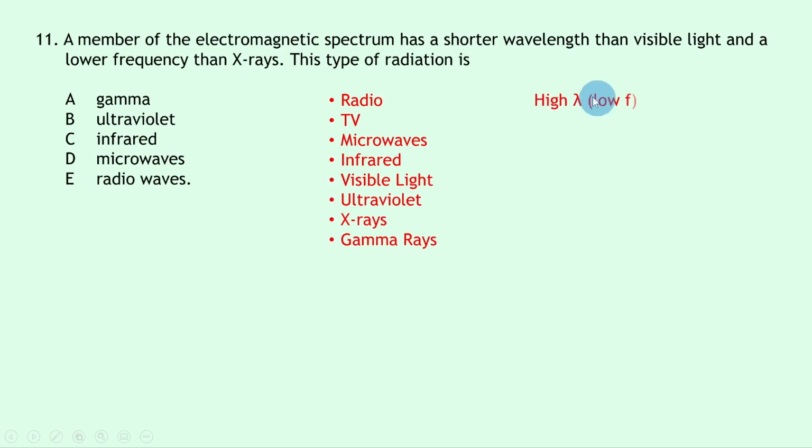And remember, this is highest wavelength or lowest frequency up here, and then we've got lowest wavelength or highest frequency down here. So the member of the EM spectrum which has a shorter wavelength than visible light is going to be either ultraviolet, X-rays or gamma rays, but a lower frequency than X-rays, that's got to be ultraviolet, which means we have B as our final answer.